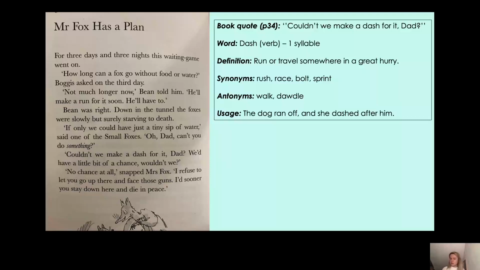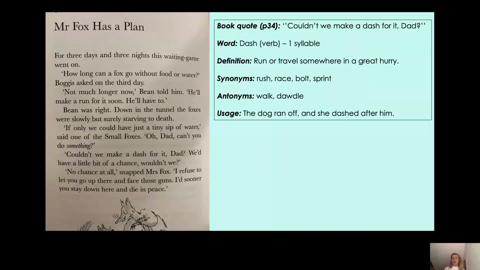Okay, and some antonyms of this are walk. So if you're dashing, you're definitely not walking because you're going very quickly if you dash, and you're definitely not dawdling. If you dawdle down the road, you're walking very slowly, okay? And normally you don't have somewhere to go. So you're dawdling, you're walking leisurely, you're ambling, okay? So those are antonyms of dash, which means to run or travel somewhere in a great hurry.